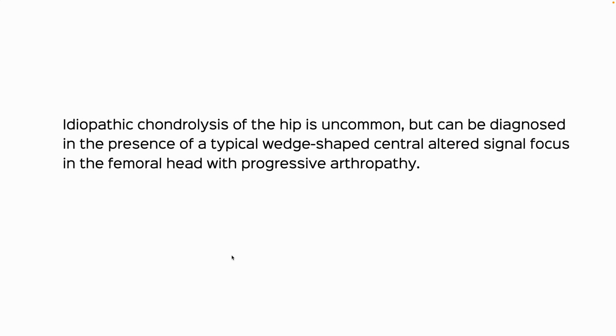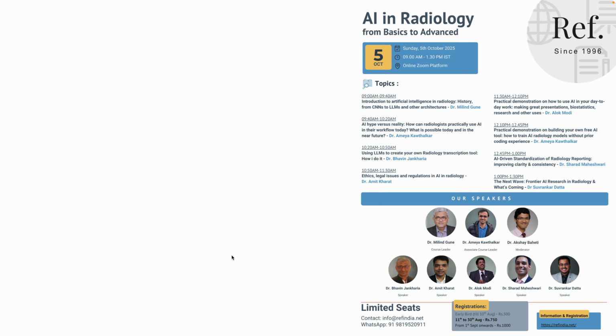So, to summarize, idiopathic chondrolysis of the hip is uncommon, but can be diagnosed in the presence of a typical wedge-shaped central altered signal focus in the femoral head with progressive arthropathy.